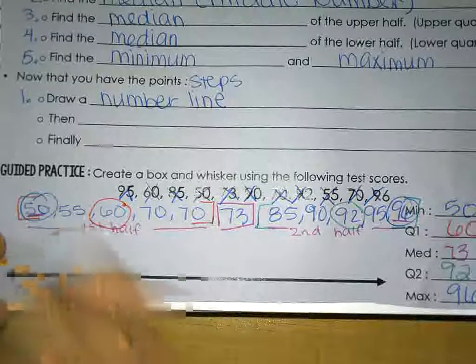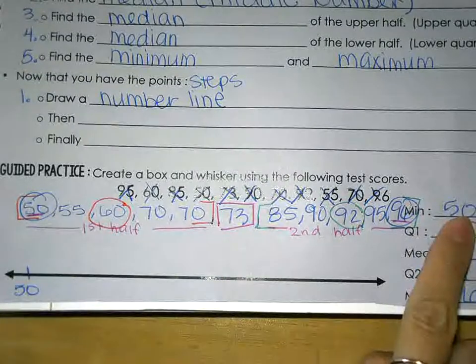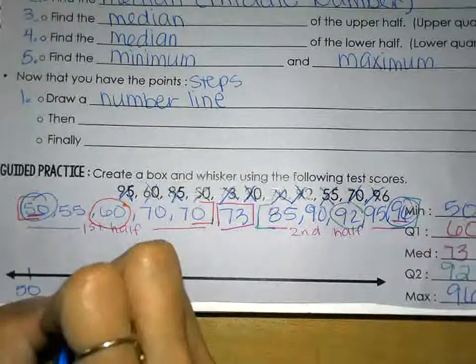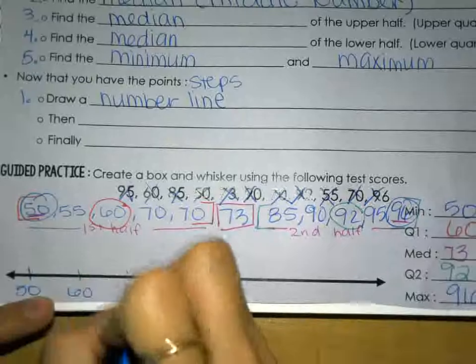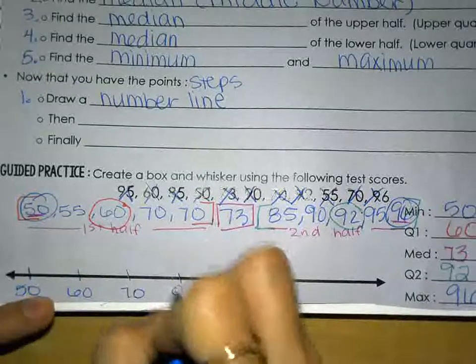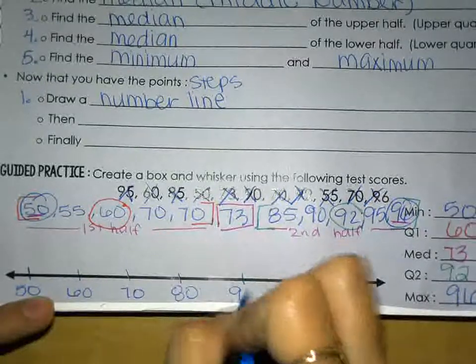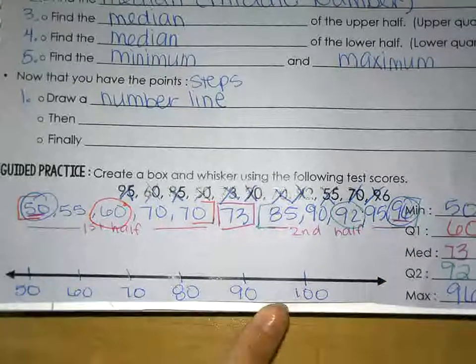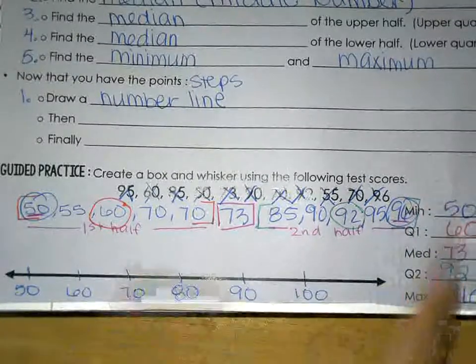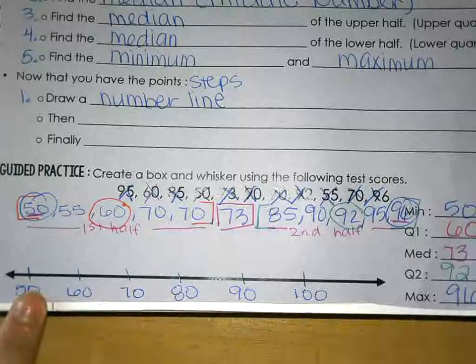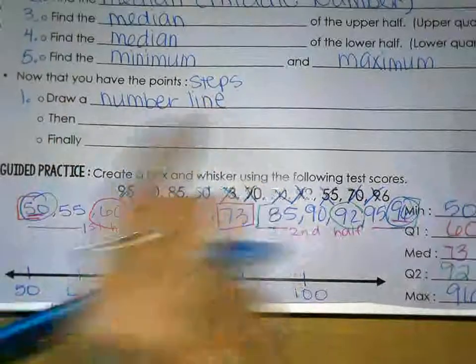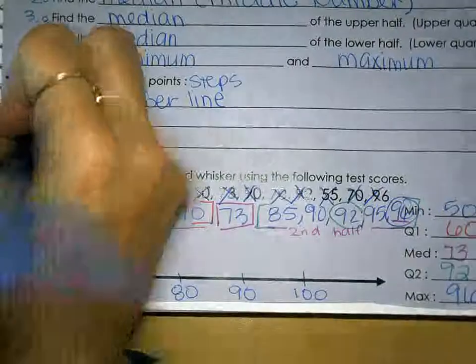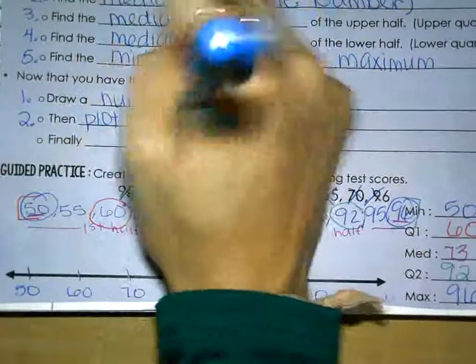So I'm going to start with 50 because 50 is my smallest number. Then I'll go 60, 70, 80, 90, 100. Okay? And then I'll go from there based on the numbers that I need. But that at least gives me a starting point. So once I've drawn my number line, step 2 is to then plot the 5 data points.